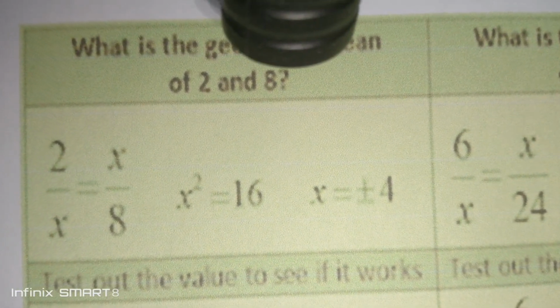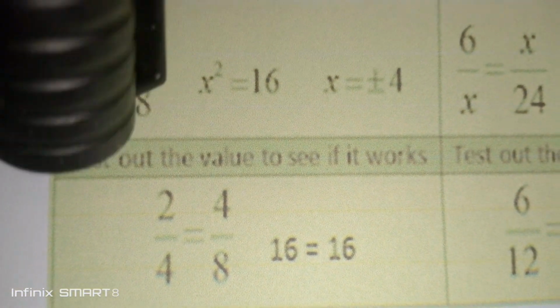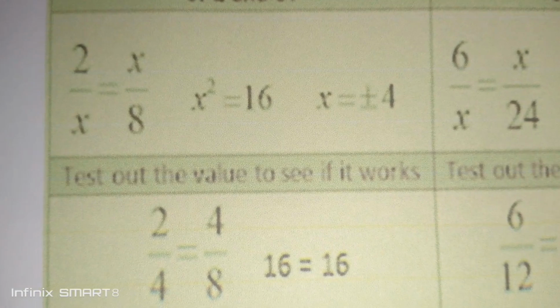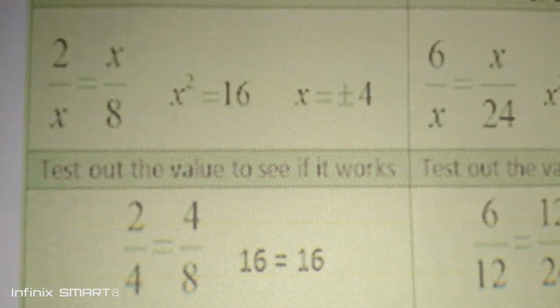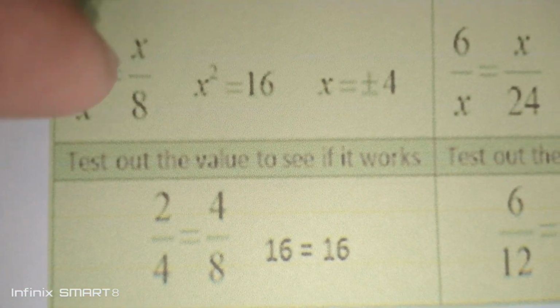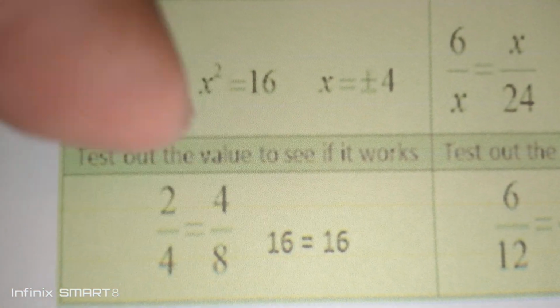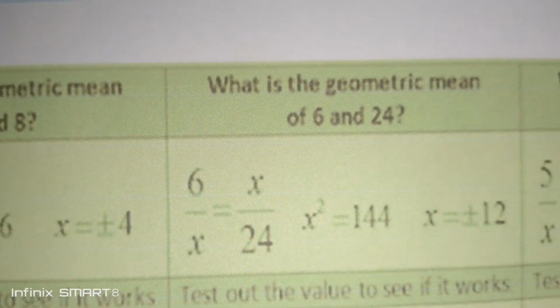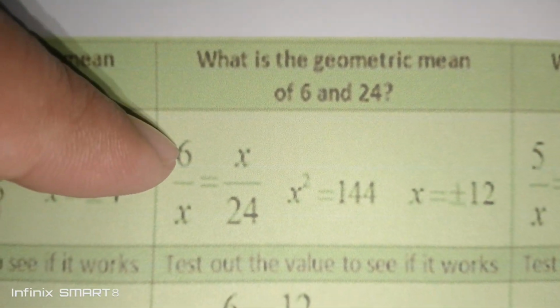Okay, so what is now the square root of 16? Why we will square root? Because of the x squared. Okay, so we need to cross out the 2. So giving us the square root of 16 is positive and negative 4. Then test out the value to see if it works. Okay, so 2 all over 4 is equal to 4 all over 8. So to check, 2 times 8 is 16, and 4 times 4 is 16.